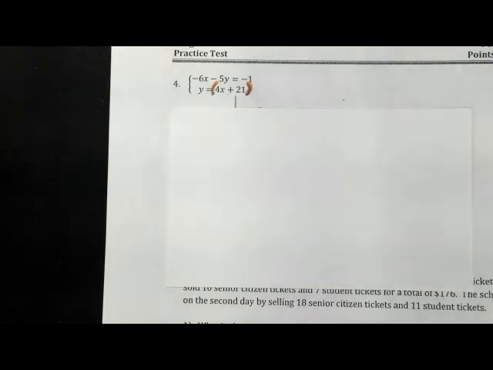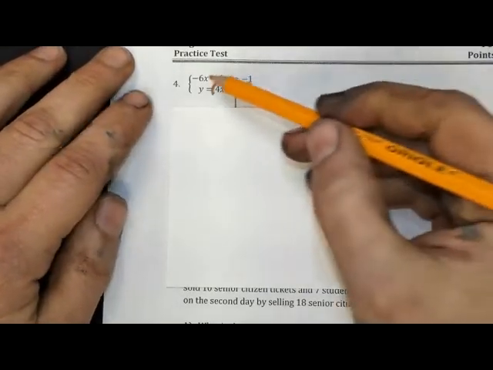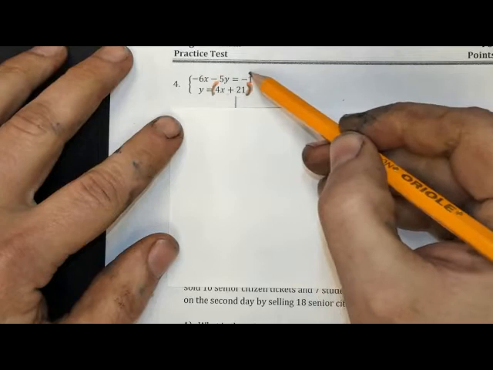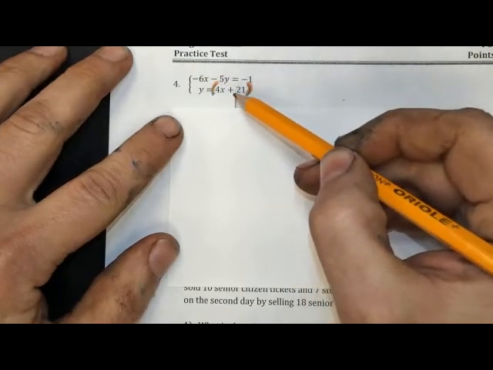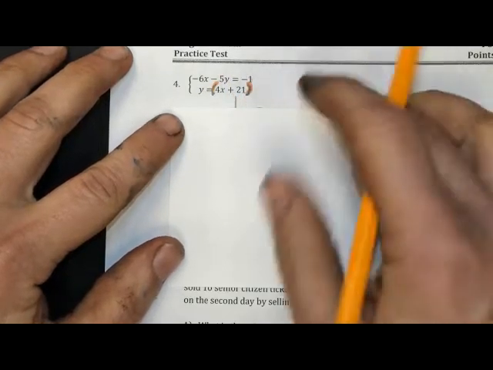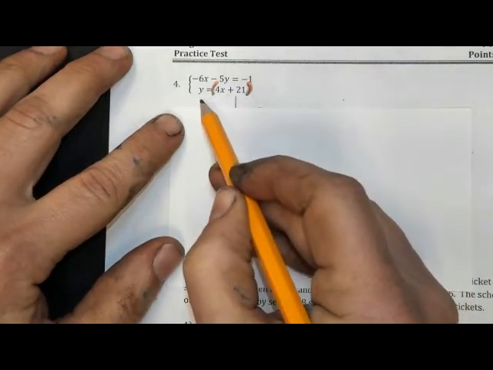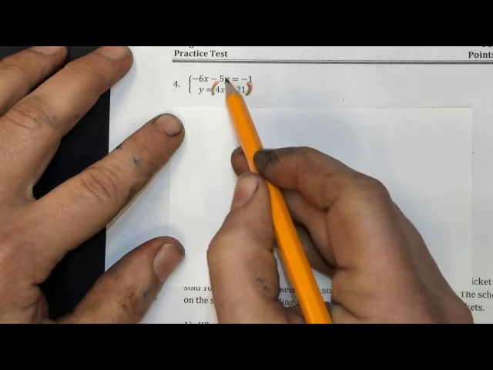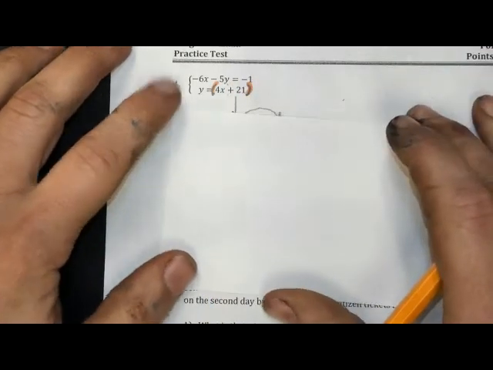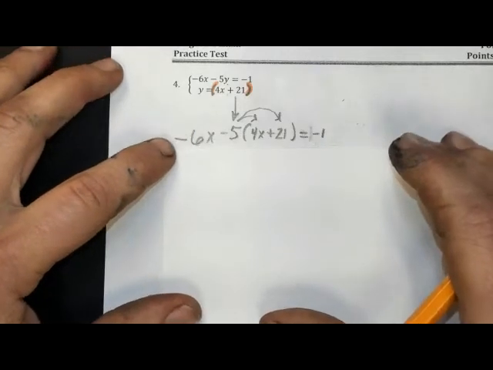A little more tricky because we have both a standard form equation and an mx plus b, or slope-intercept, equation. There was one like this on the homework. We're going to take that whole chunk, since y equals all this, and substitute it into that first equation where we had a y. So we're smashing these together and it looks like this.